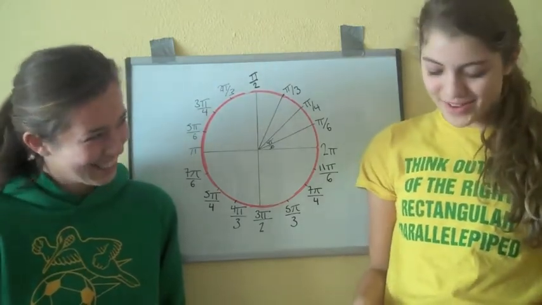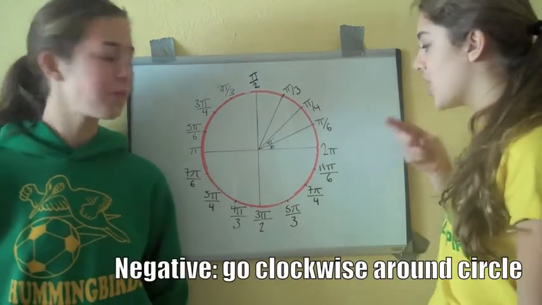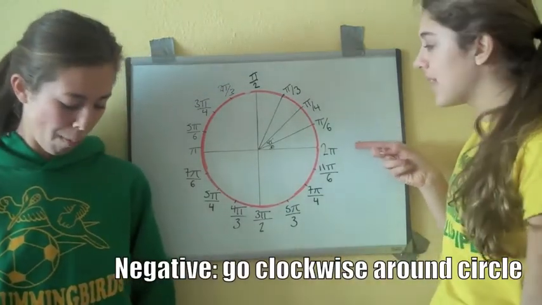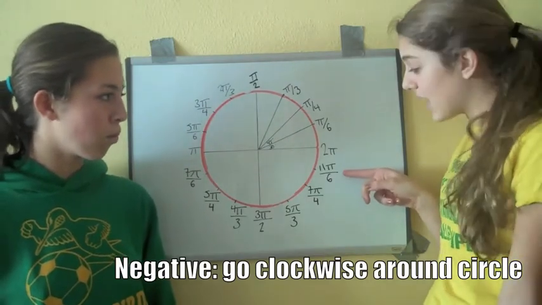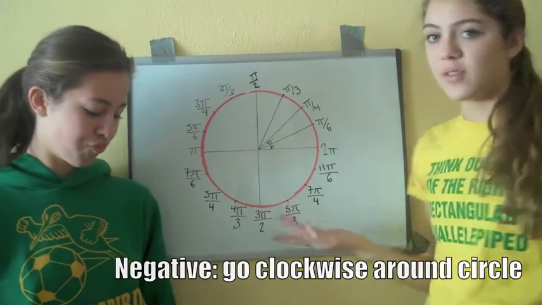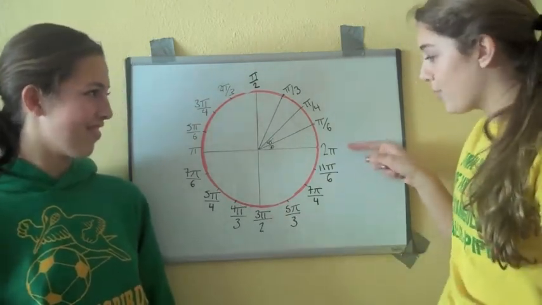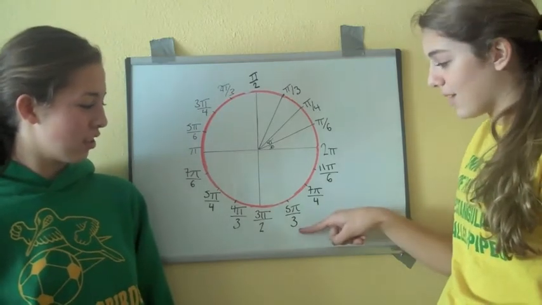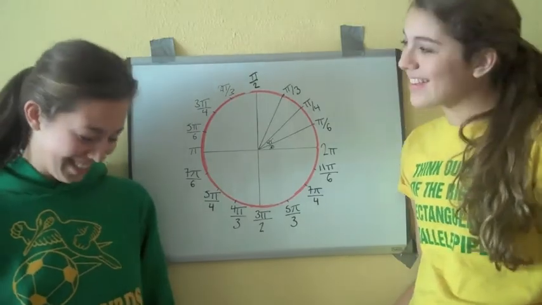When understanding the unit circle, you also need to be able to find negative rotations. With a negative rotation, you start at the 0 mark, but instead of counting up, you count down. So this would be negative pi over 6, and this would be negative pi over 4. Let's try to find negative pi over 3. Keep counting down until you get negative pi over 3. That's cool, Mariah. Yes, it is, Camille.